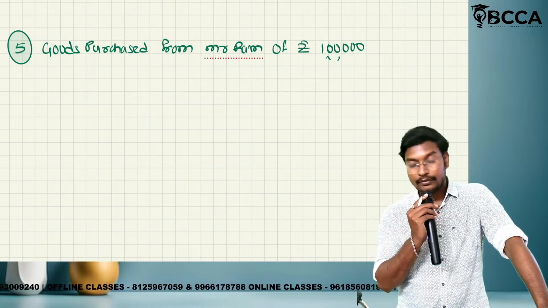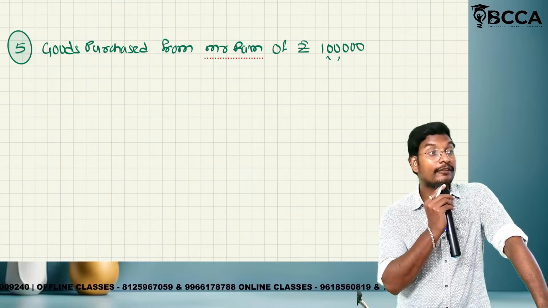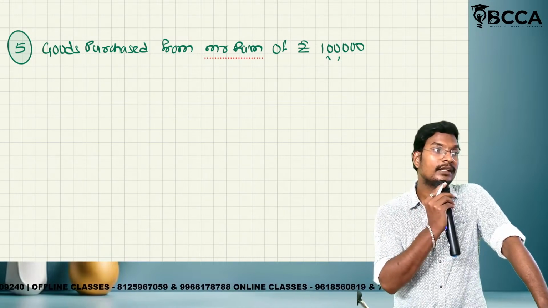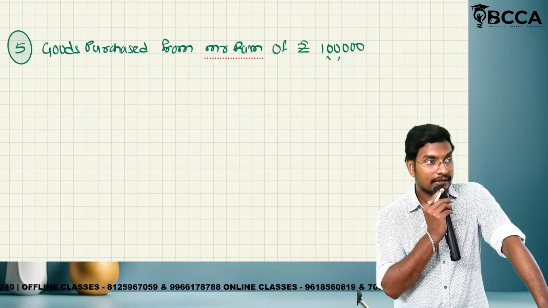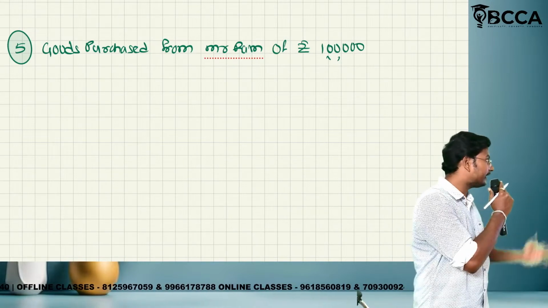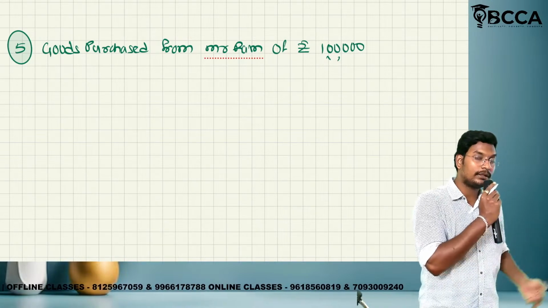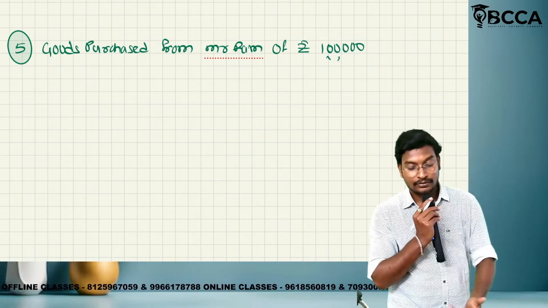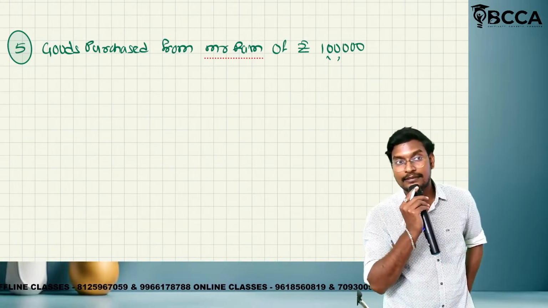Okay, I will repeat it again. Goods purchased from Mr. Ram for rupees 1 lakh for cash. That is called a cash transaction. 1 lakh for cash means that one is called a cash transaction. The original one is a credit transaction only, because here the word cash is not used. Here only the party name is used, so this transaction is called a credit transaction.